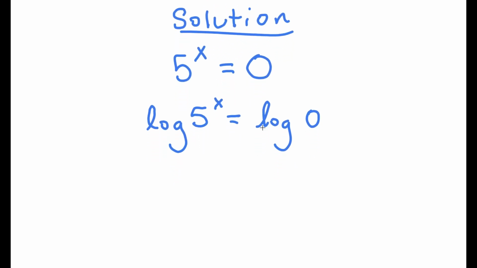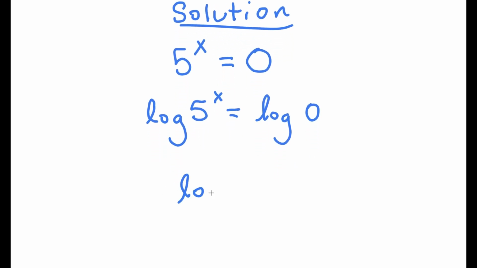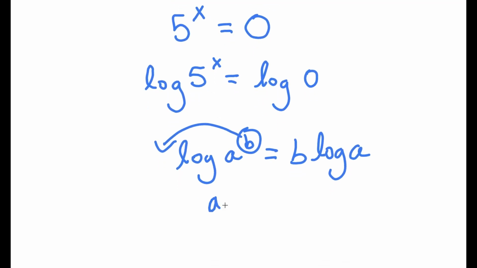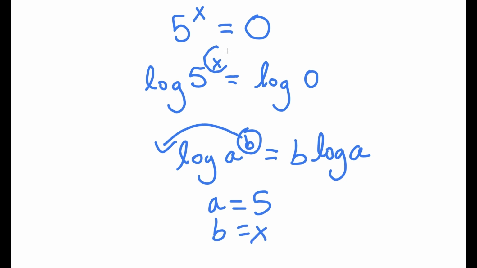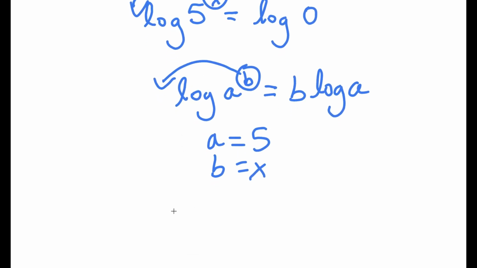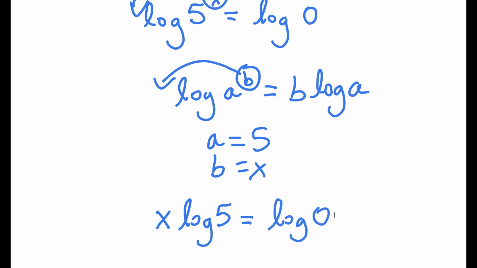And if I have something in the form log a to the power of b, I can move this exponent b to the front. So this is going to equal b times log a. So log 5 to the power of x, we can think of a as 5 and b as x. So I can move x here to the front. So now I'm going to have x times log 5 is equal to log 0.